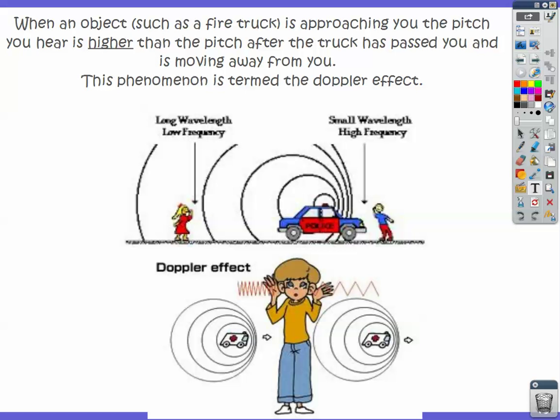I think people often hear this with motorcycles, where not only does it get louder, it gets louder as it gets closer because the wave is losing less energy, but the pitch is higher as it's approaching you, and then gets lower as it passes by. It's kind of an interesting phenomenon. Again, that's called the Doppler effect.